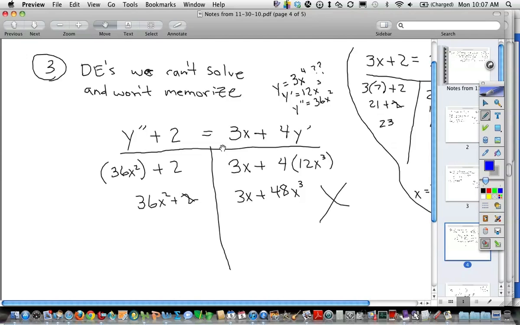Okay, so here I just went through an example and I said, okay, is y equals 3x to the 4th the solution? If it is, I'll plug a 12x cubed in for y prime, I'll plug this in for y double prime, and I'll check it and see if it's a solution. And that's this thing we call the T-chart. Is it a solution or not? Do the two sides equal? No, they don't, so it's not a solution.